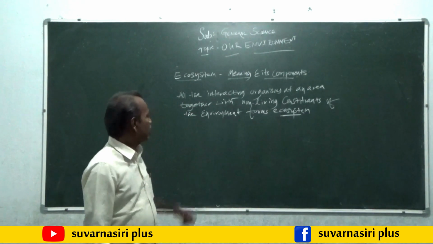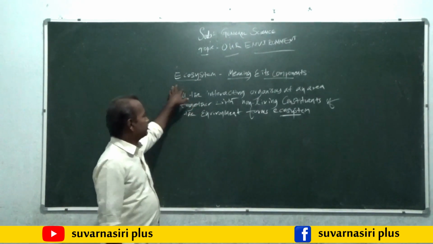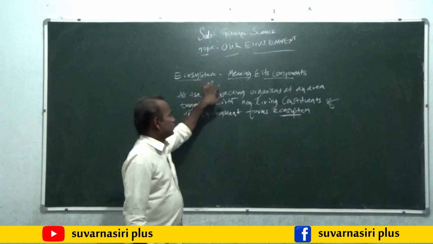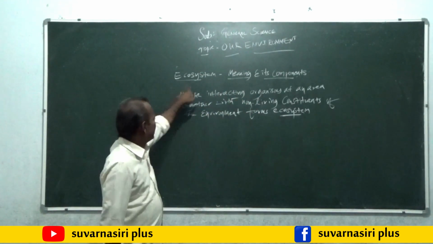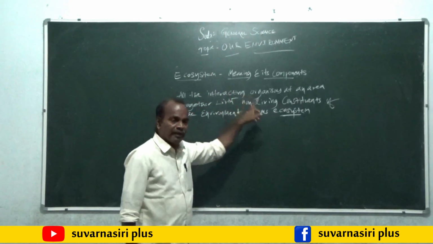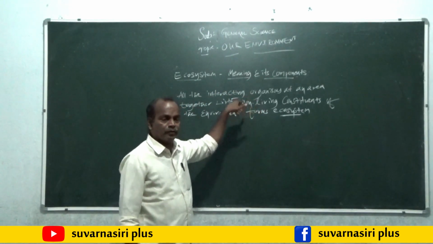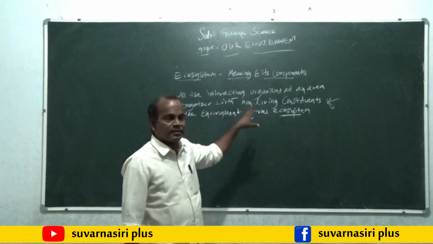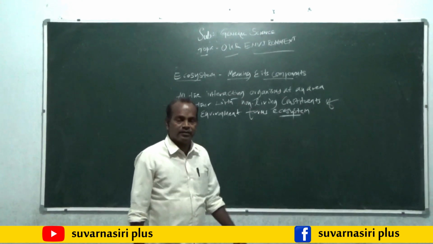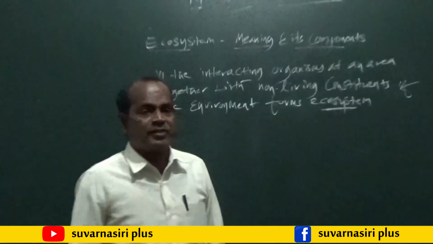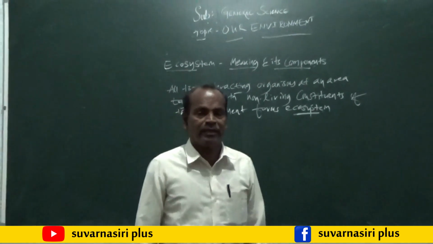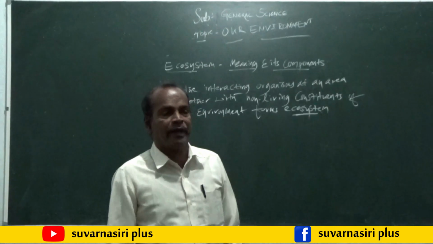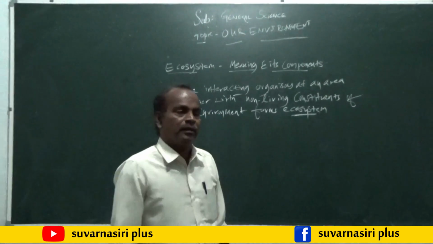The topic Our Environment begins with ecosystem, meaning and its components. Before going to study the meaning and components of ecosystem, let us understand what is environment. The surrounding in which we live is called environment. The term environment includes all living and non-living things.